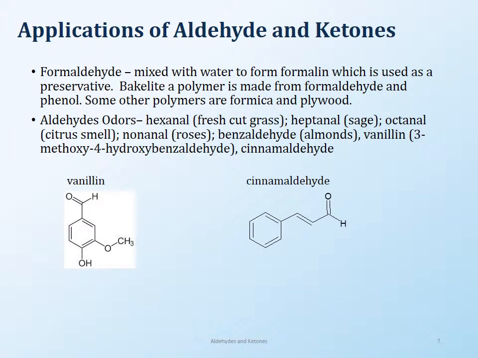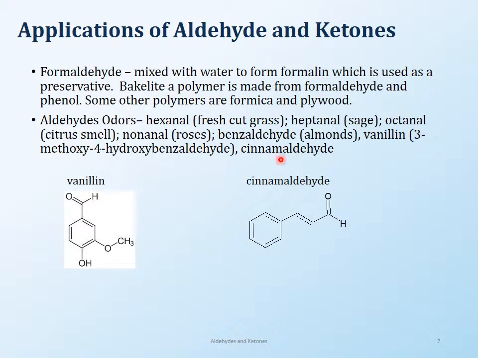So, applications of aldehydes and ketones. Formaldehyde is a very common preservative agent, and that's where you might have heard of it. It's called formaldehyde or formalin. Formalin is a polymer of formaldehyde, in a way. It's a little bit of a polymer, and it keeps tissue for a long time. And then Bakelite is also a polymer of formaldehyde, and Bakelite is one of the strongest polymers out there. So it's a very good polymer of aldehyde.